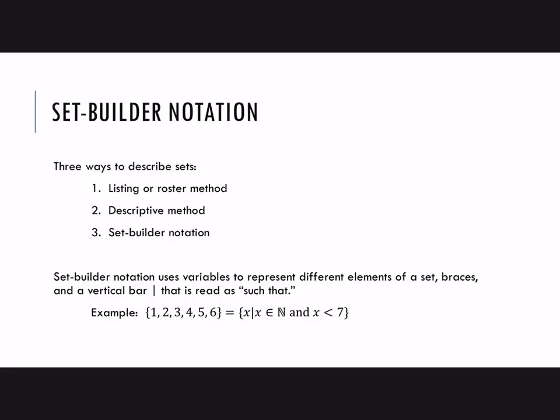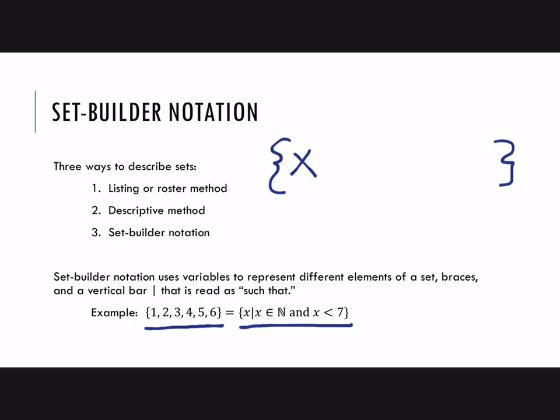Alright, so this one's a little weird, but here's an example. The set containing 1, 2, 3, 4, 5, and 6 can also be described like this. This one on the right is set builder notation. So we start with braces to indicate a set, and then we have what's called a dummy variable. You've seen x used before in algebra, and x just represents any of the elements in the set. So that's why we don't specify which one. We want to refer to all of them.